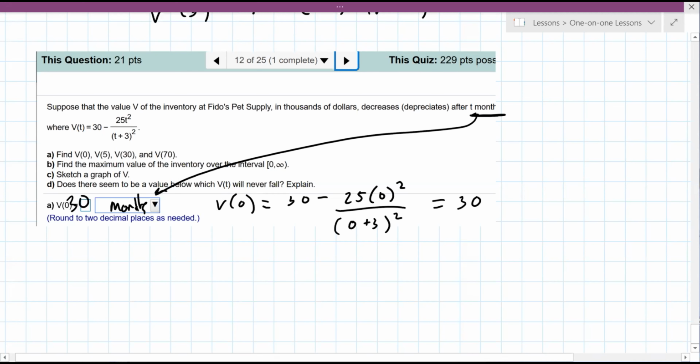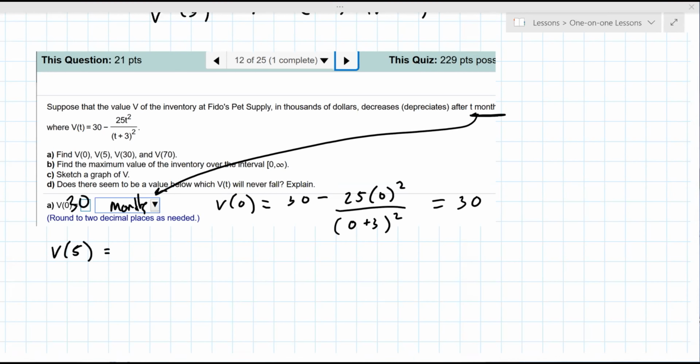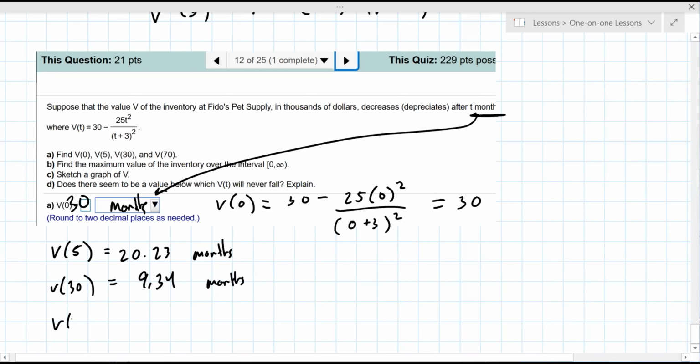Okay. The next one asks you to find V of 5, which is again just a calculator thing here. I'm going to put 5 in, so it ends up being 20.23, and it's months again. V of 30 is 9.34 months. V of 70 is 7.01.